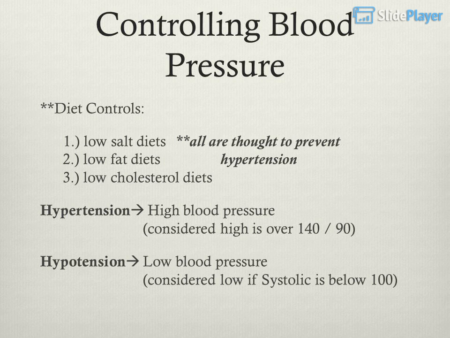Diet controls. 1. Low-salt diets, 2. Low-fat diets, 3. Low-cholesterol diets, all are thought to prevent hypertension. Hypertension, high blood pressure, considered high is over 140/90. Hypotension, low blood pressure, considered low if systolic is below 100.